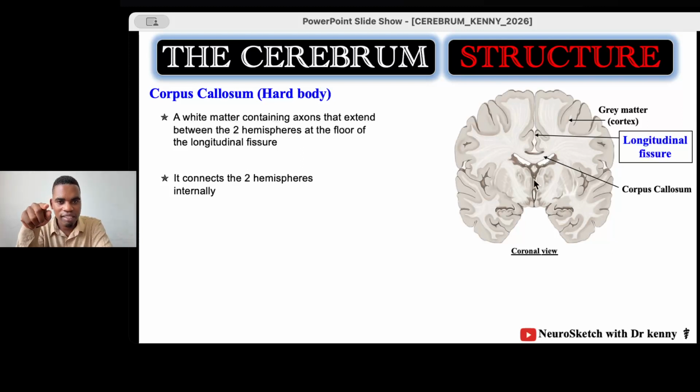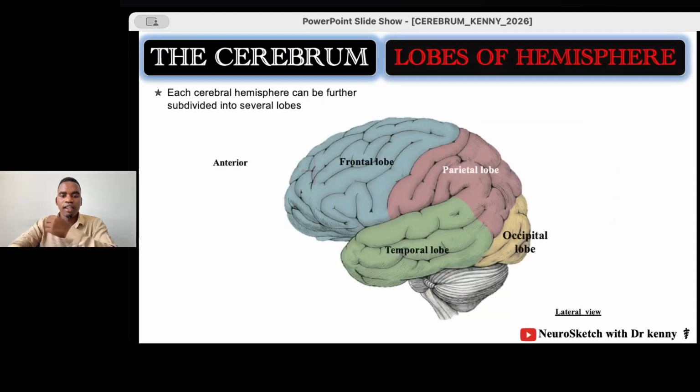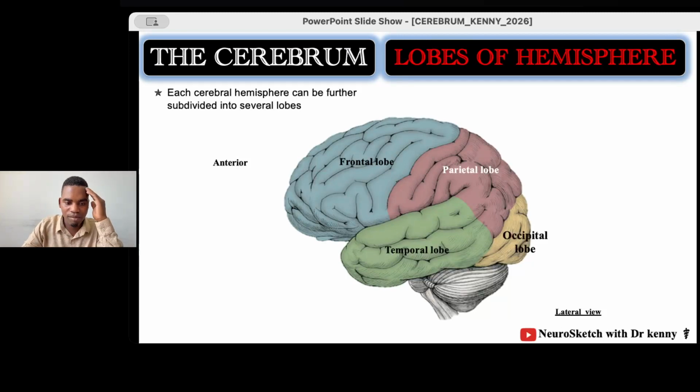So this is the hard body, and of course it's white matter, as you can see. What is the function of white matter? I've just told you, they are connecting wires. So this means that the corpus callosum is communicating between the left cerebral hemisphere and the right cerebral hemisphere. Of course, it sits at the base, at the floor of the longitudinal fissure.